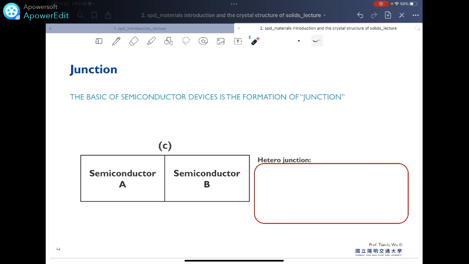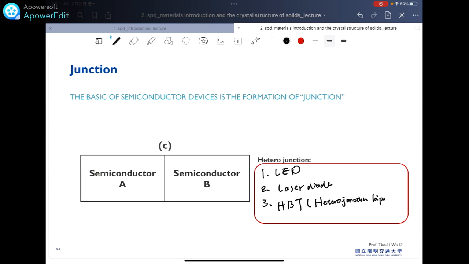So the basic heterojunction devices, for example, the LED is also a heterojunction device, or the laser diode. The third one is the HBT, the heterojunction bipolar transistor. And the last one is the HEMT, the high electron mobility transistor.